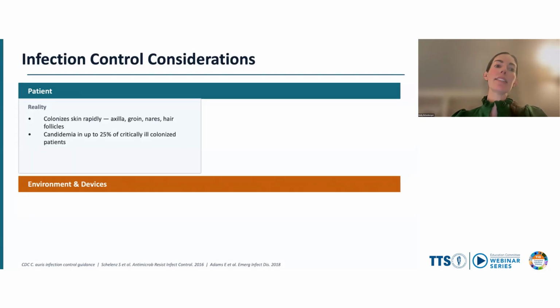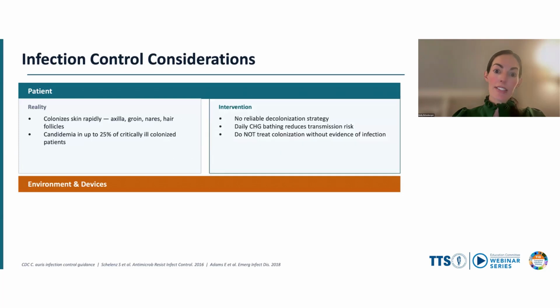So the reality is Candida auris colonizes patients rapidly. It colonizes the skin. You can detect it in the axilla, the groin, the nares, and it hides in hair follicles, which makes it difficult to surveil. Candidemia can occur in up to a quarter of critically ill patients colonized with Candida auris. That is a very significant risk factor for subsequent infection. So what do we do about this?